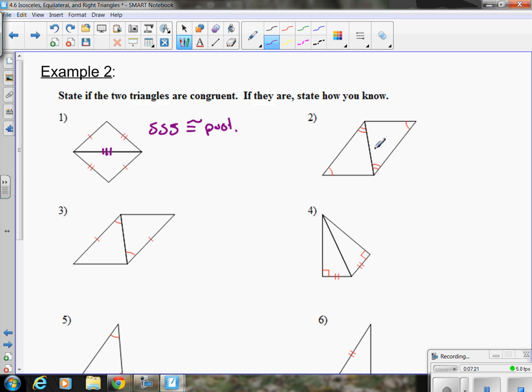Over here, I know this side is congruent to itself by the reflexive property. And now I know two angles and a side. That should be enough information. The side is not between the two angles, right? And same thing here. So this would be angle, side. The side is not included between the two. Angle, side, congruence postulate.